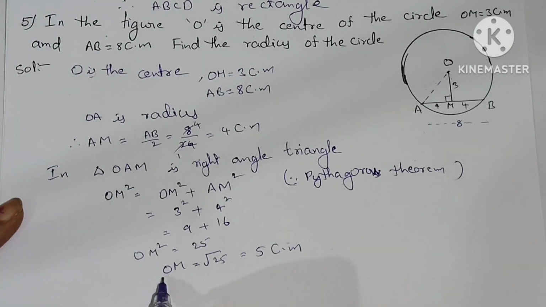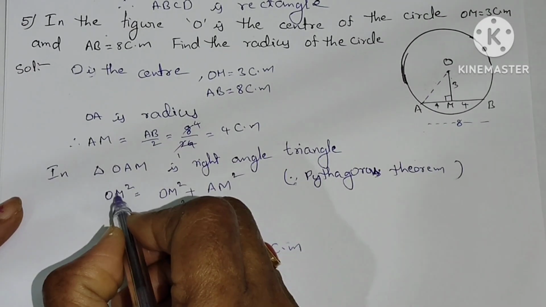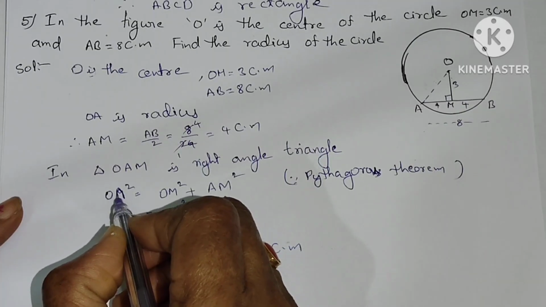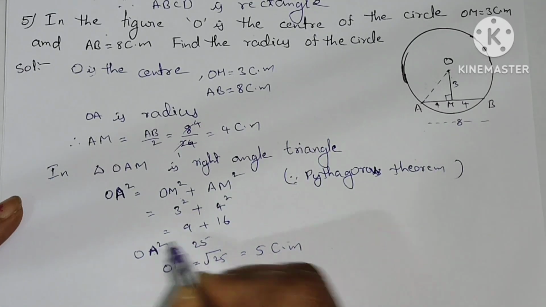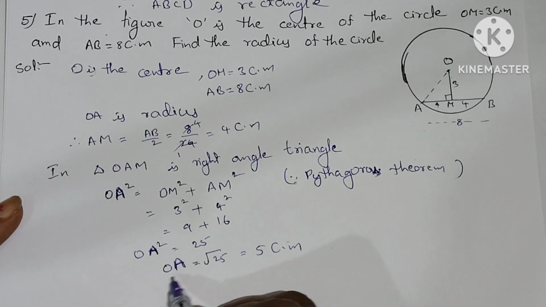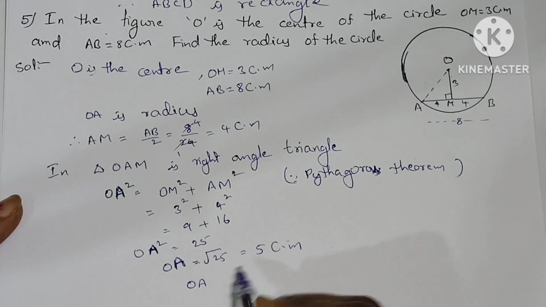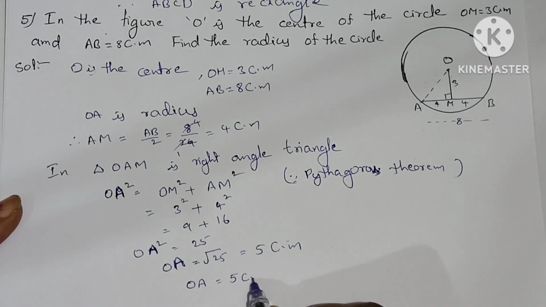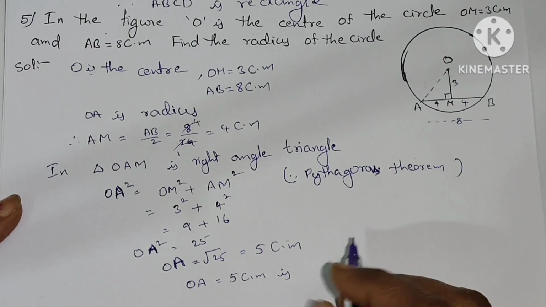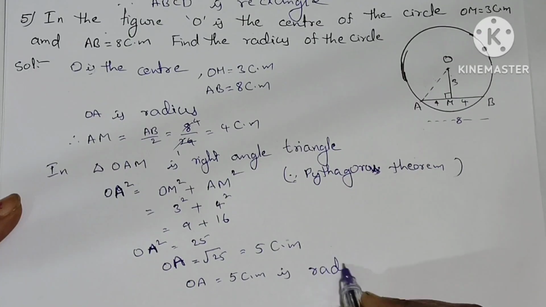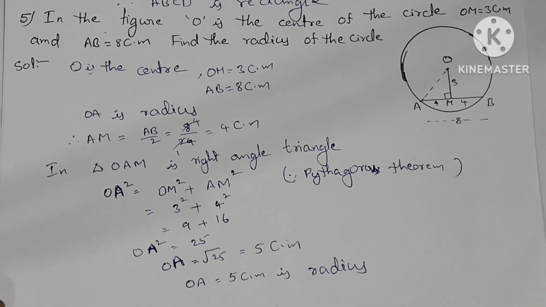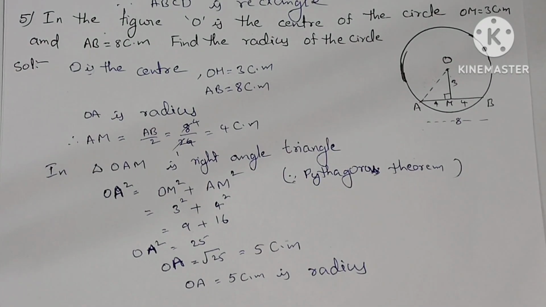So OA equal to 5 centimeters. OA is the radius. OA is equal to 5 centimeters, it is the radius. So this is the solution of the fifth one.